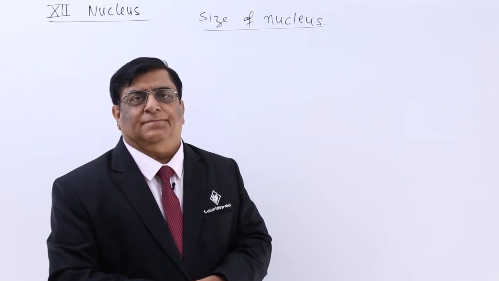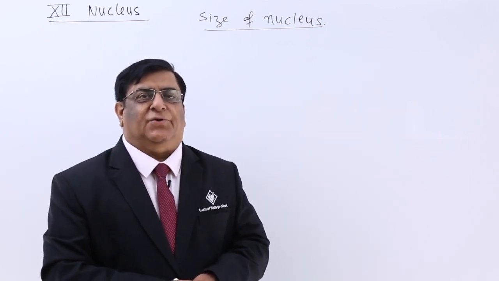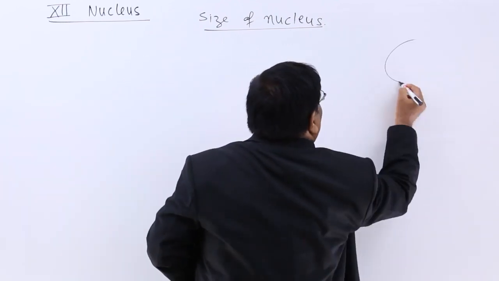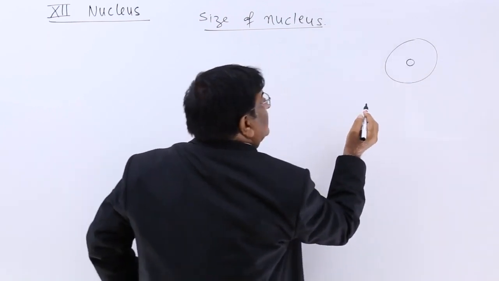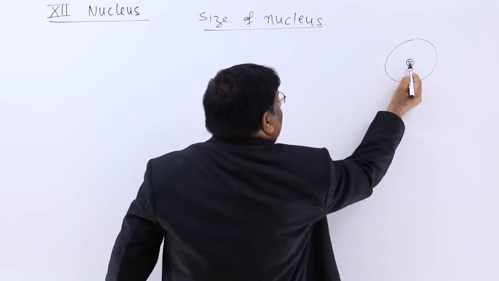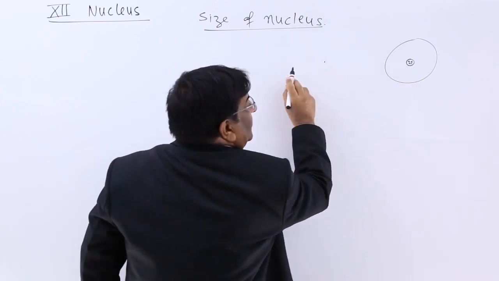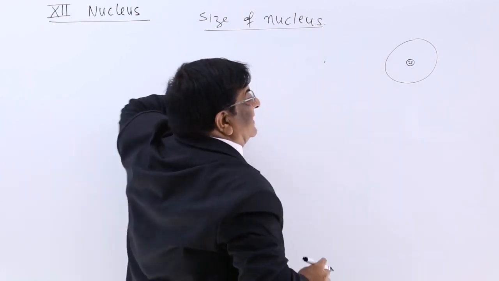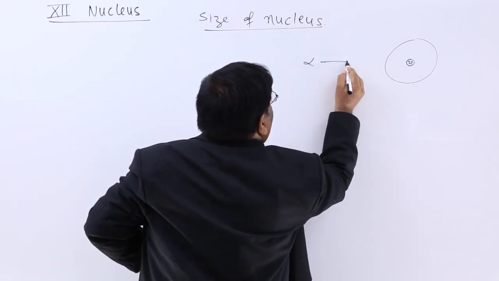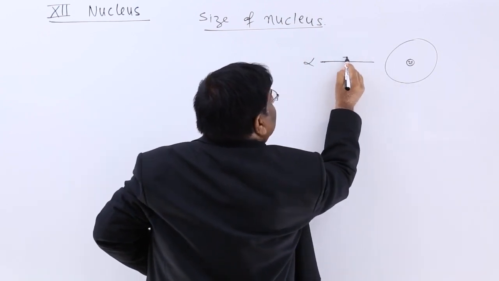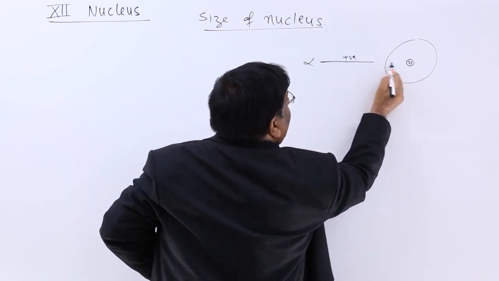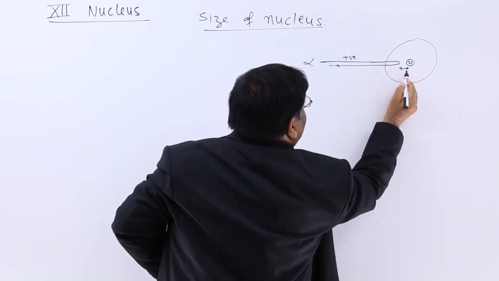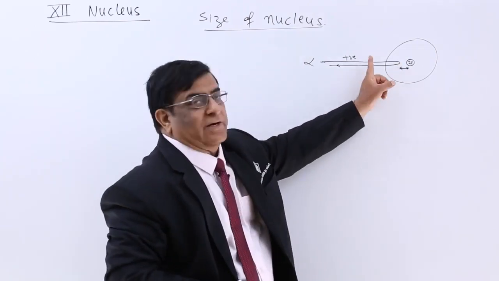Size of nucleus. To estimate the size of the nucleus, Rutherford did an experiment, and in that experiment it was observed that there is a heavy particle, and from here we are sending high energy alpha particles, which are positively charged particles. They are reflected by it this way. This distance, without striking, they are coming back.